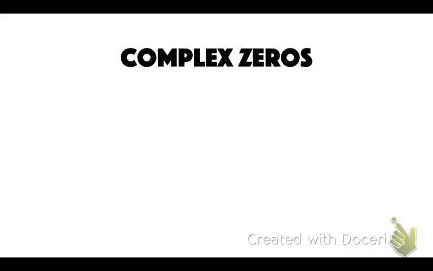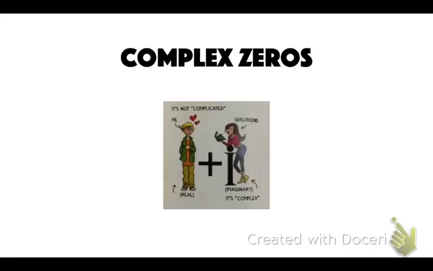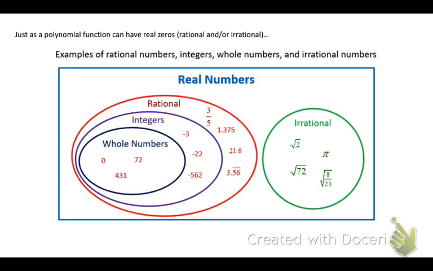Okay, complex zeros. It's not complicated. Me, real. My girlfriend, imaginary. It's complex. All right.